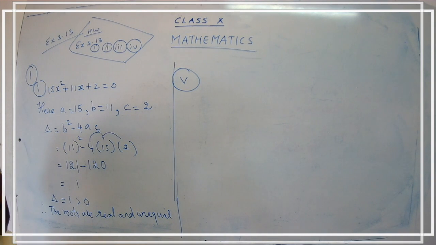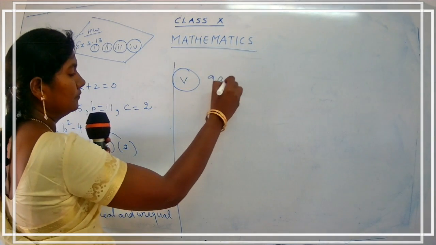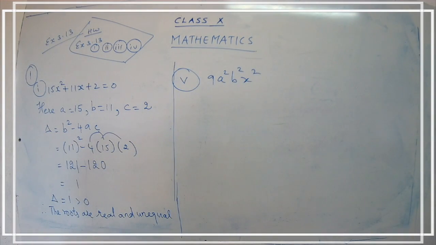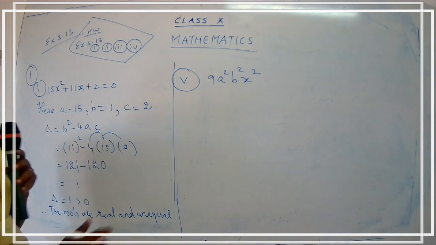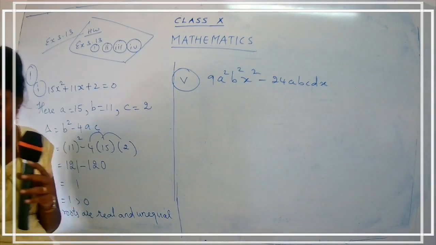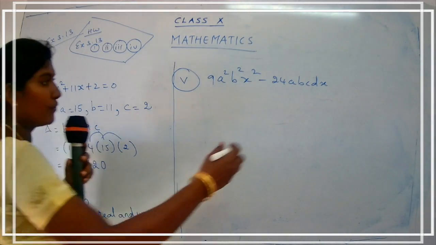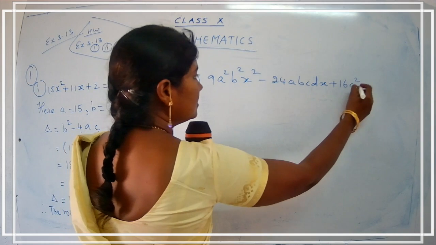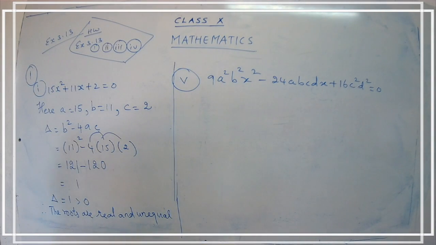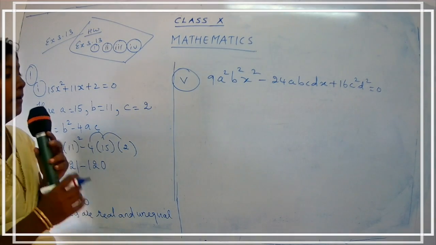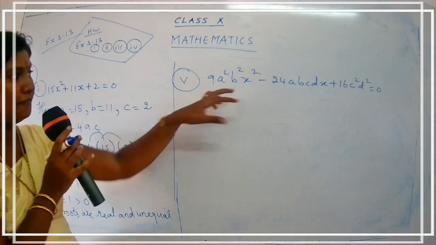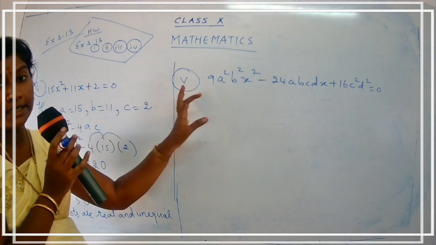9a square b square x square minus 24abcd x plus 16c square d square is equal to 0, and they have given you a condition that a and b are not equal to 0. Because if a and b are 0, we don't get a first term. If we don't get a first term, what happens? It is not in the form of quadratic.